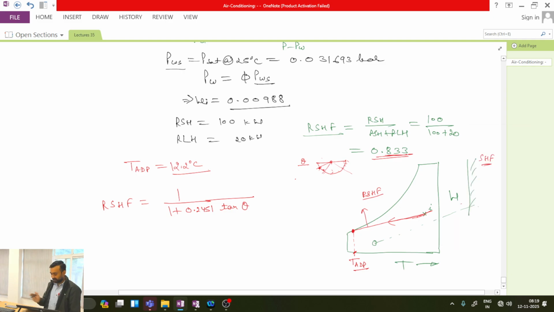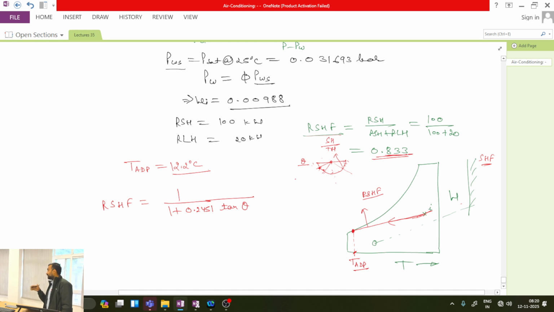Okay. Second, you will be having one protector over here, and on this protector, the values marked will be nothing but the ratio of sensible heat by total heat. If the value is simply given as sensible heat by total heat, it means RSHF is directly given.